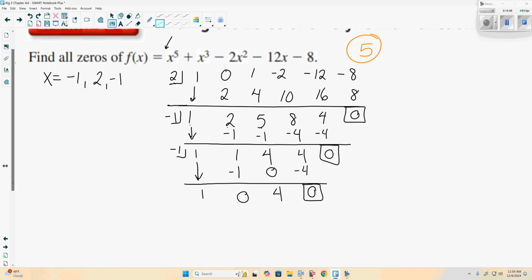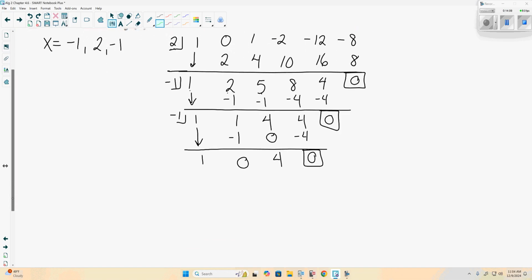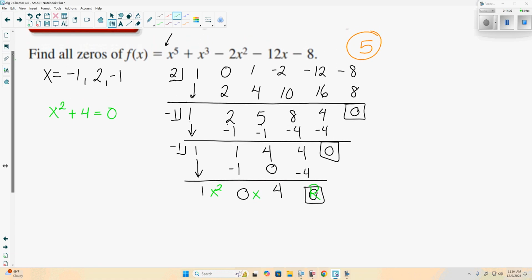So, questions on how we got to this point here? So we use the graphing calculator to find the solutions, as many as we can. And from here we can plug the variables back in. Now the last number is our remainder, our 4 is our term without x, 0 is our term with x, 1 is our term with x squared. So what that tells us is that what we're left with is x squared plus 4 is equal to 0.